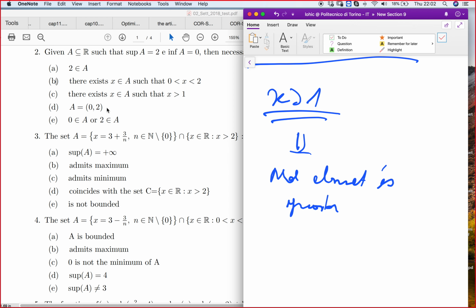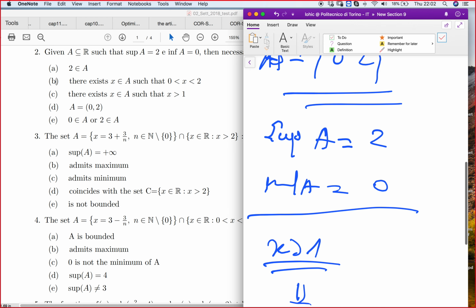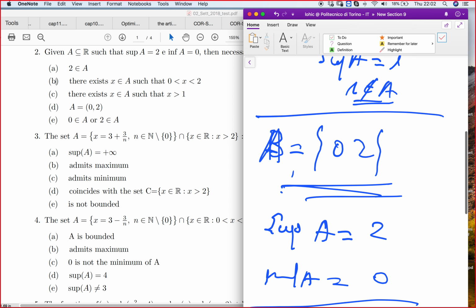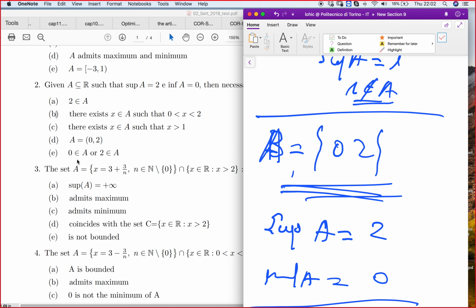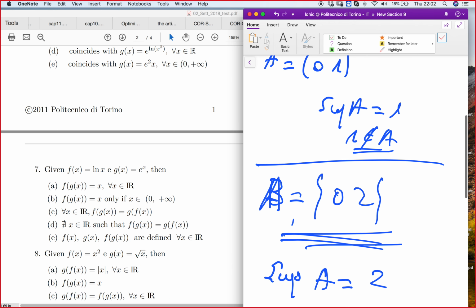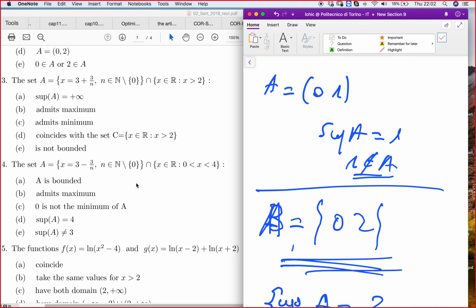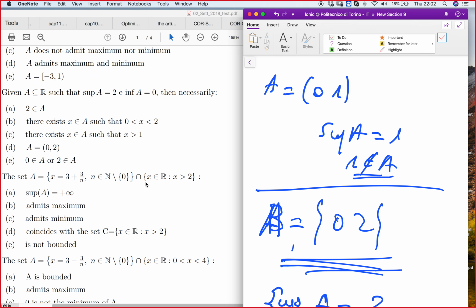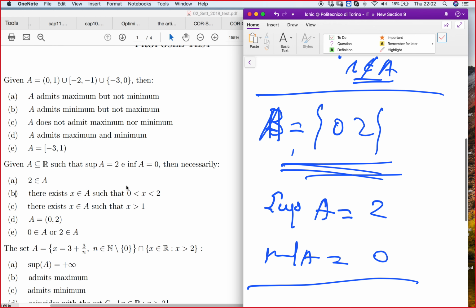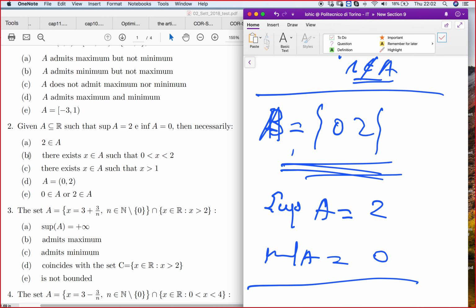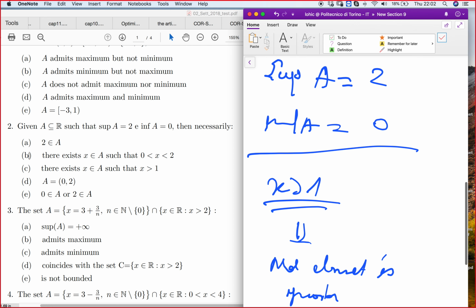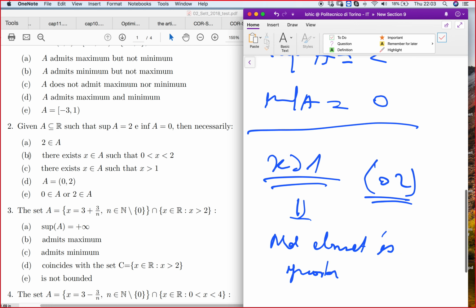Then the next says that A should be equal to this interval. Not only, A can also be equal to this. Yes or not? The last one says that 0 belongs to A or 2 belongs to A. It is false. For which reason? Why is it false? Yes, and also we can take the interval from 0 to 2, for example. Okay, so the answer was C.